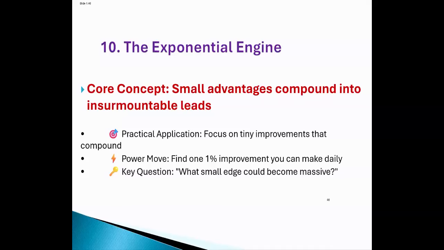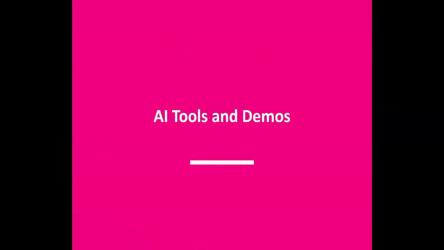And exponential engine. Focus on tiny improvements that compound over time. Find that 1% improvement that you can make on a daily basis and do it every day without breaking the chain. Repeat it. If you improve 1% every day, in 1 year, that will be 37 times improvement. 37 times. So keep working exponentially. Okay?